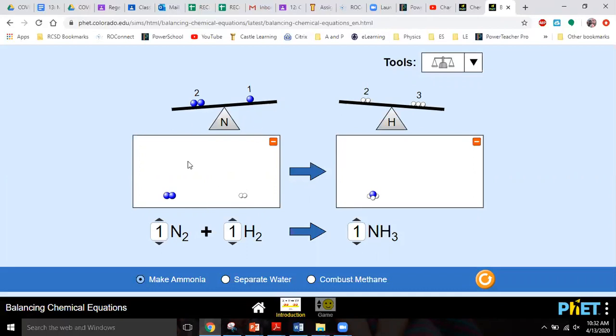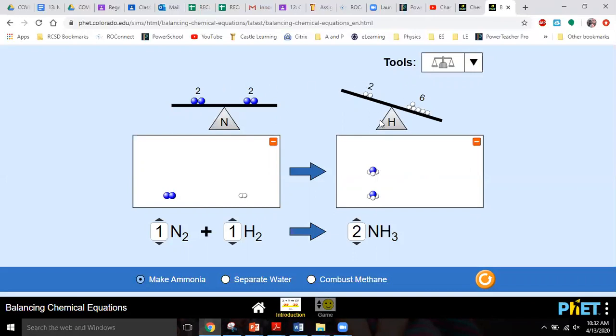I'm going to start with nitrogen because it's going to be easy. If I have 2 nitrogens on the left, the only way I can have 2 nitrogens on the right is to make that a 2. Now I've got 2 blue nitrogens and 2 blue nitrogens. Great, and up here they're showing me that those are balanced.